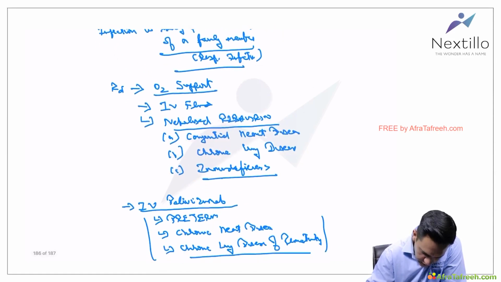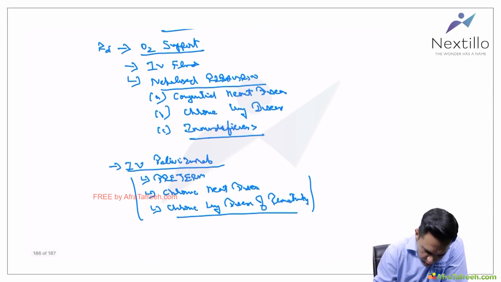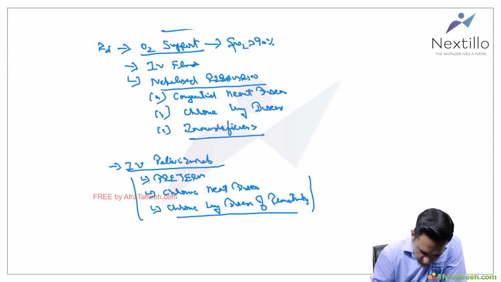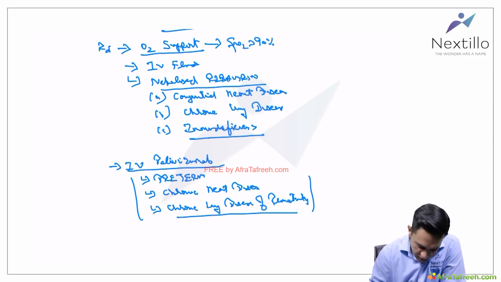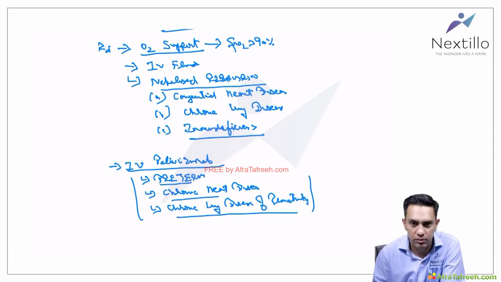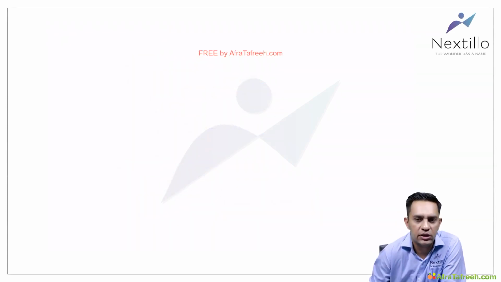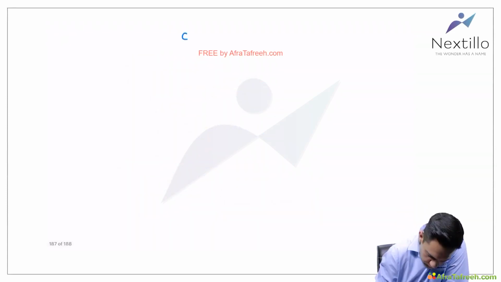These are the indications. So treatment is mainly oxygen support to maintain the SpO2 oxygen saturation more than 90%, IV fluids if respiratory distress is present, and nebulized ribavirin for congenital heart disease, chronic lung disease, or immunodeficiency. We can also use IV palivizumab for preterms, chronic heart disease, and chronic lung disease of prematurity. So this was about bronchiolitis. Now we will discuss cystic fibrosis.